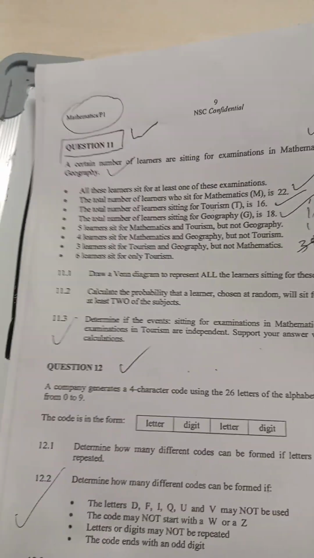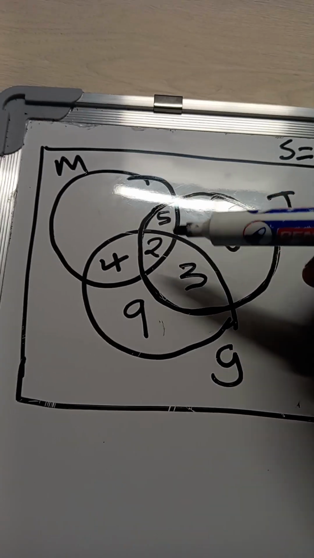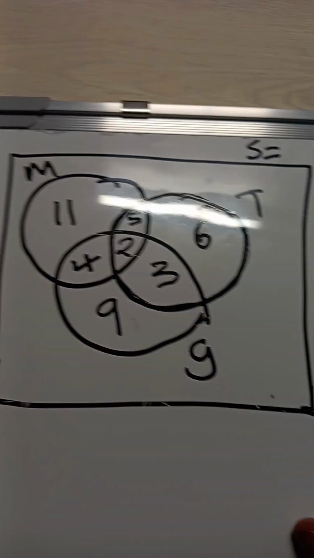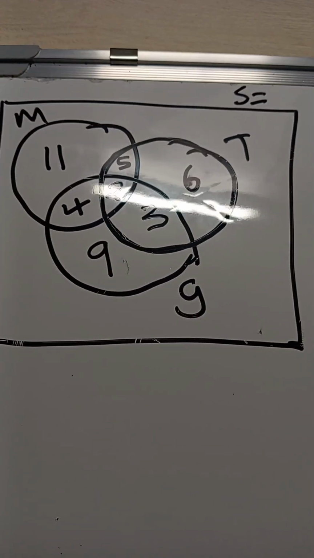Mathematics, now the total number of learners who sit for mathematics is 22, sorry. So now I have to check. 5 plus 4, 9, 11. So 11 and 11. So now I must have 11 there. So that now everything is complete there. So now I have my Venn diagram complete there.